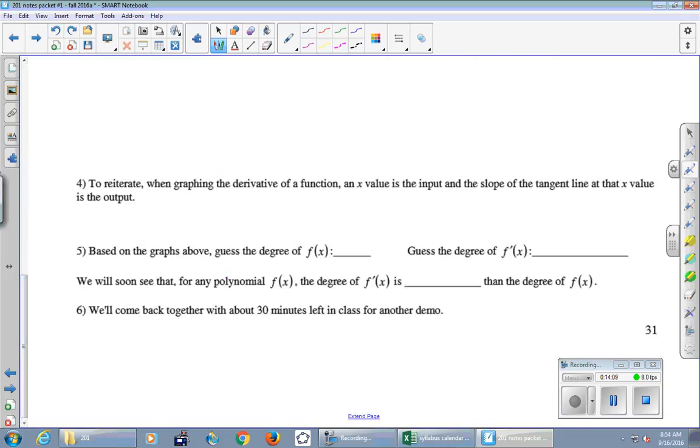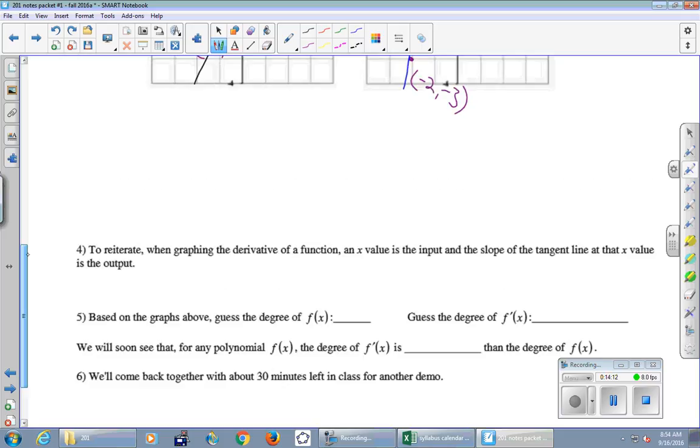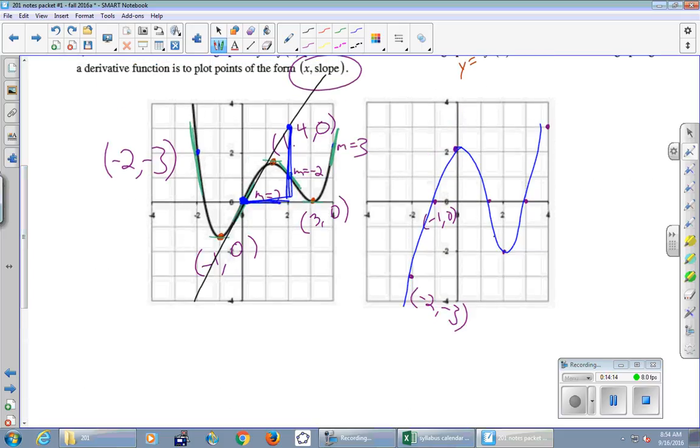Number 4, to reiterate, when graphing the derivative, let's label this guy just to be super clear. This is the graph of what function?